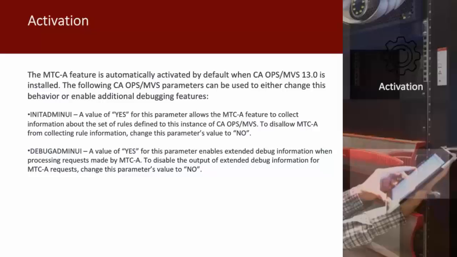The Debug Admin UI parameter controls the amount of MTCA-specific tracing messages issued during product operation. Specifying a value of yes for this parameter enables extended debug information, while a value of no disables extended debug tracing.